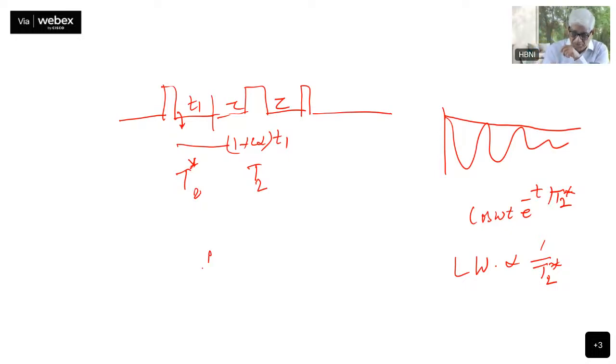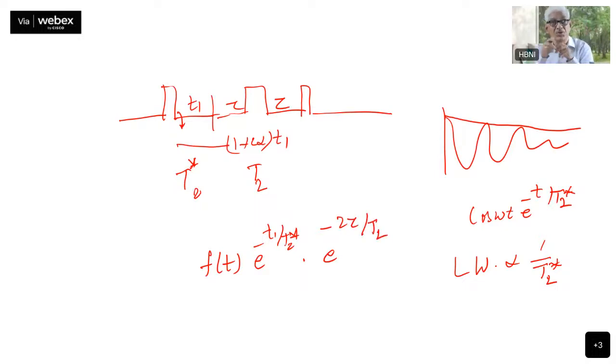So your normal f of t, whatever it is, should be multiplied by e to the minus t1 by T2 star, multiplied by e to the minus 2 tau divided by T2. So this will be the factor which will multiply your f of t without the relaxation period. That will actually determine your rho 3. Whatever is rho 3 which was calculated here without including the relaxation, that one will have to be multiplied by these two terms.